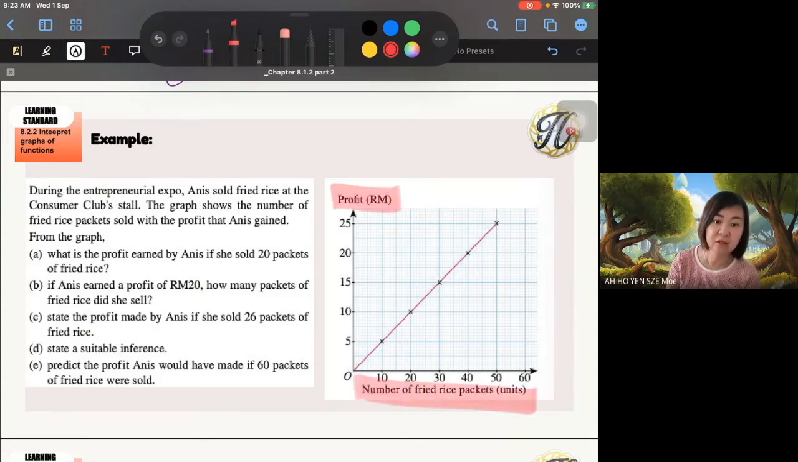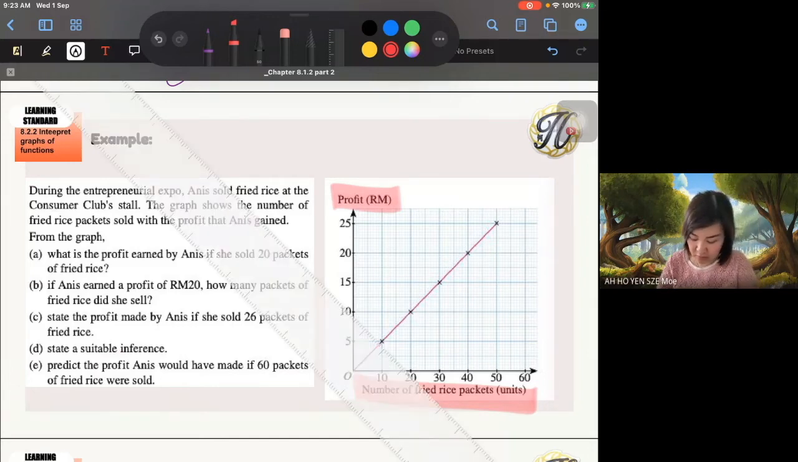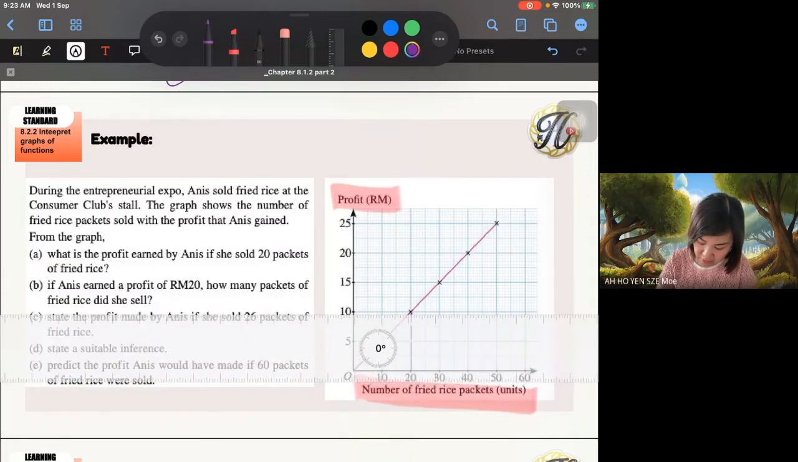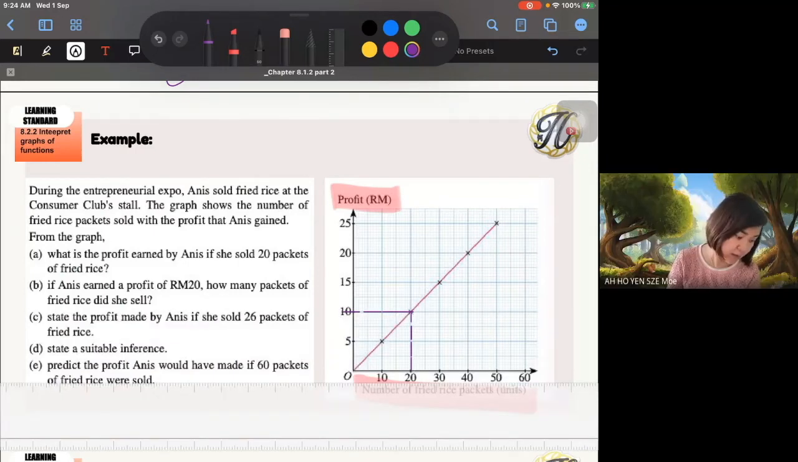This is the profit, so they want to find the profit. So 20, you just draw 20 and check. So 20 is here. Draw 20. Then how much do you earn based on the answer there? RM. Don't forget, the profit unit is in RM. You don't just put 10. Put RM 10 ringgit. Without RM, marks are deducted also.